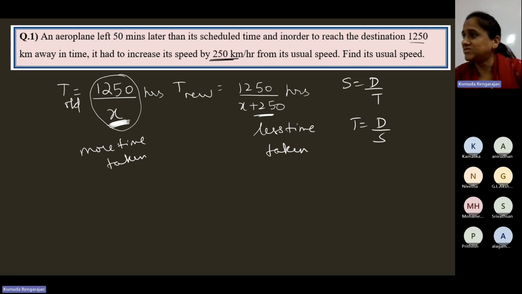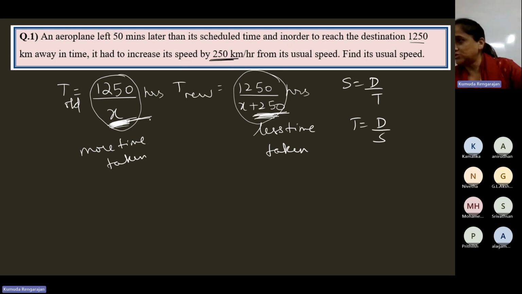This fraction represents the time taken. The value of this fraction is more than the value of this fraction. Coming to this, what's the speed here? X plus 250. Relatively, the speed is more here, so the time taken is less. And what is time taken? This fraction represents the time taken, and that fraction is less than this fraction.